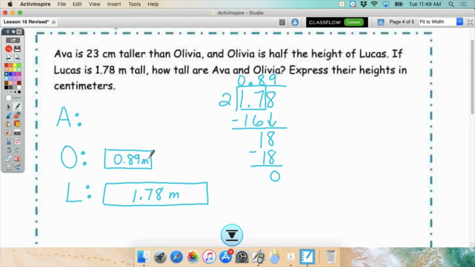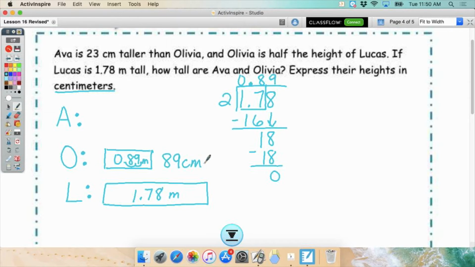We've got to figure out Ava. But here comes the problem. 23 centimeters taller. So adding? So we're going to add, but we can't add centimeters to meters. And it says we have to express our answer in centimeters. So we've got to change it to centimeters. So if I change 89 hundredths meters, how do I go from meters to centimeters? You multiply by. So how many hops is that? 2. So this would be, in centimeters, 89 centimeters.